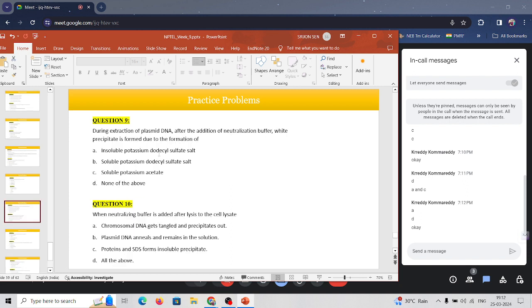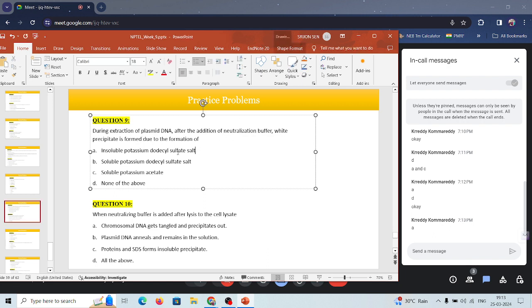The next one. During extraction of plasmid DNA after the addition of neutralization buffer, white precipitate is formed due to formation of. So in the neutralization or the renaturation step, white precipitation is observed due to what? Insoluble potassium dodecyl sulfate salt, soluble potassium dodecyl sulfate salt, potassium acetate, and none of the above. Yes, because it's forming a precipitate. It's very obvious that it's an insoluble component. So yes, it's insoluble potassium dodecyl sulfate salt.